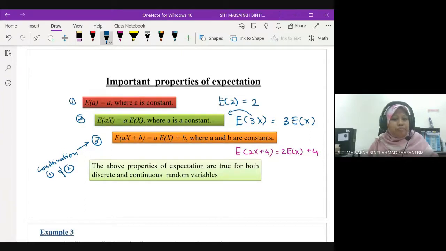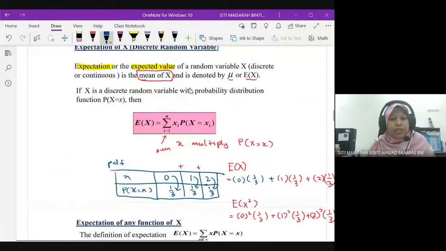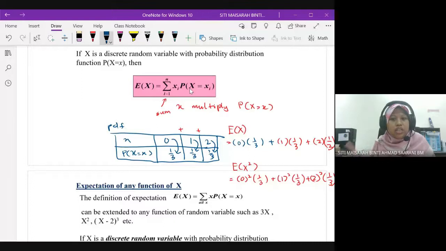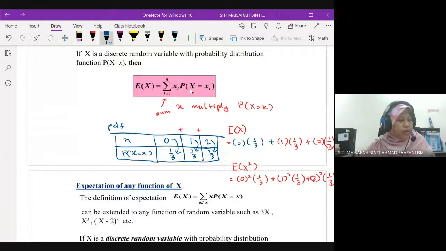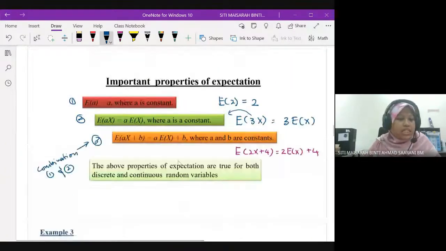Okay. Yang ini properties ni terpakai untuk discrete dengan continuous lah. Properties of expectation ni terpakai untuk discrete dan continuous. Yang atas ni tak nak cari expectation tu, nak cari EX dengan EX square tak terpakai. Ini hanya untuk discrete. Yang Miriam kata tadi summation X, PX equals to X tu, ini hanya untuk discrete. Okay. Properties ini sahaja yang terpakai untuk discrete dan juga continuous random variable.